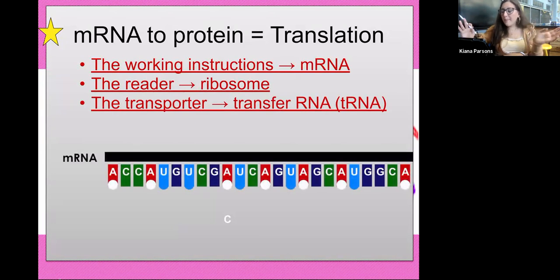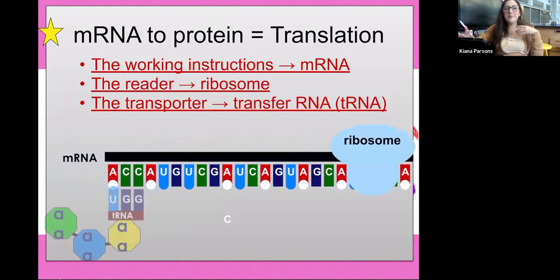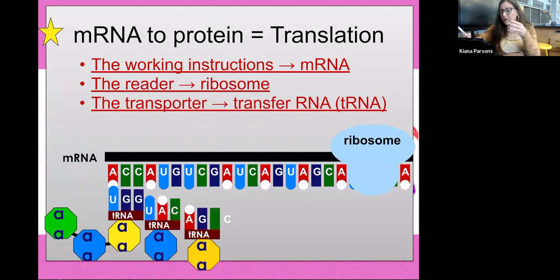So what is actually happening? We have this strand of mRNA. It has left the nucleus. It makes its way to the ribosome. The ribosome reads the strand of mRNA, and then the tRNA comes in and drops off the amino acid sequences in order to produce a protein.